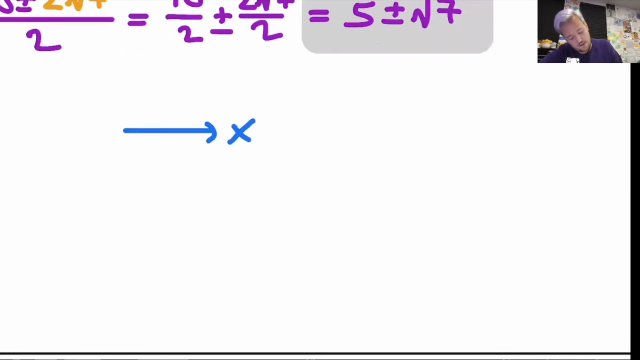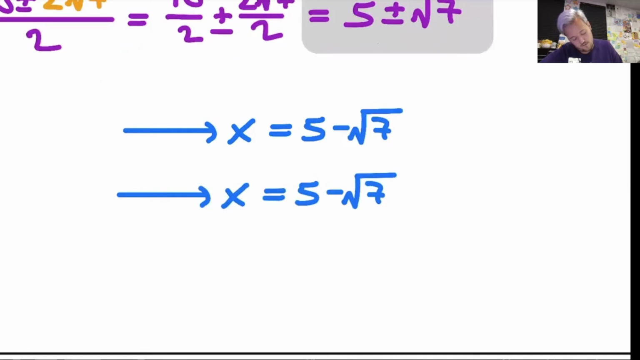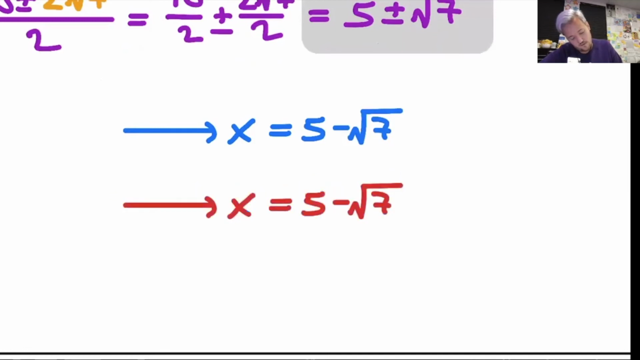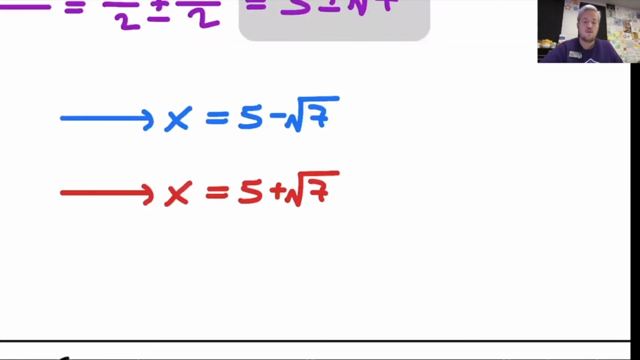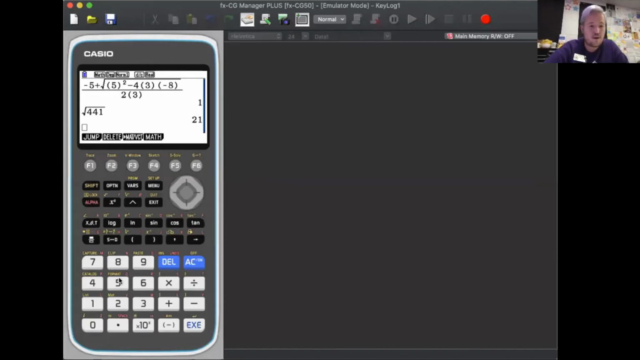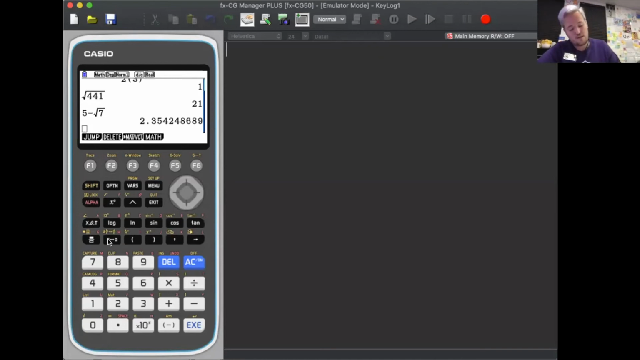Okay, so we're going to have x equals 5 minus the square root of 7. And then the same thing, but then addition. All right, so let's go ahead and use the Casio to find those decimal expansions. So over here, I'm going to do 5 minus the square root of 7. So of course, it's just going to give us the same thing, telling us it's already in simplest form, but I want to convert it to a decimal. So that's going to give us a value of 2.354, which is going to round to 2.35.